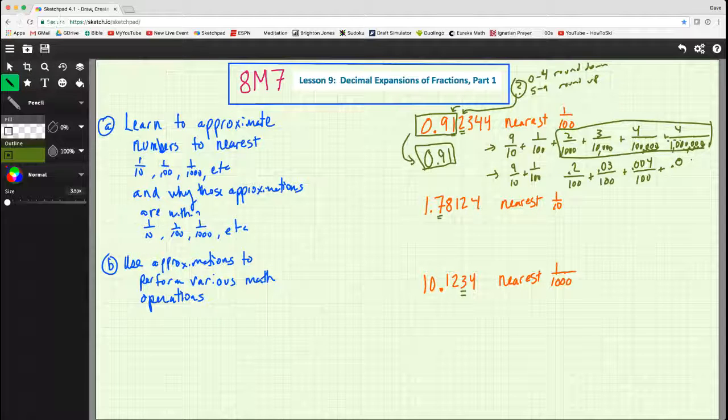Just a second. Sorry about that. 0.004 over 100.